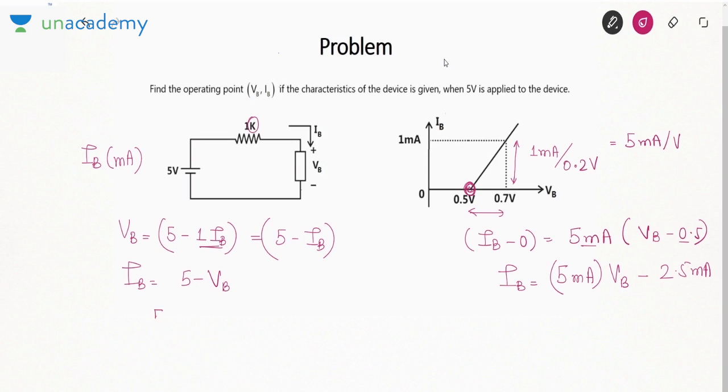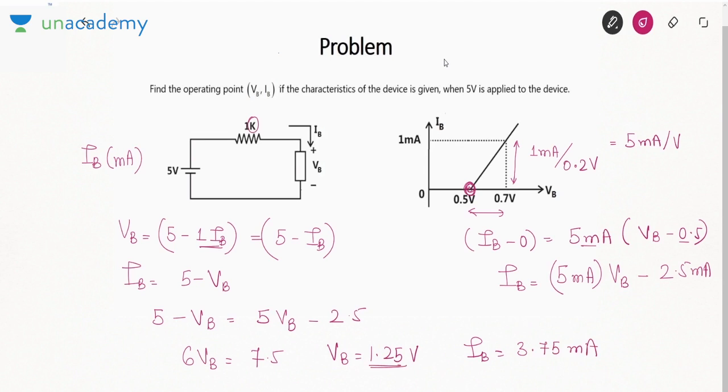Okay. So 5 minus VB is equal to 5 VB minus 2.5. So 6 VB equals 7.5, or VB is 1.25 volt. What about IB? 5 minus 1.25 is 3.75 milliampere. So that is the operating point VB comma IB: 1.25 comma 3.75.